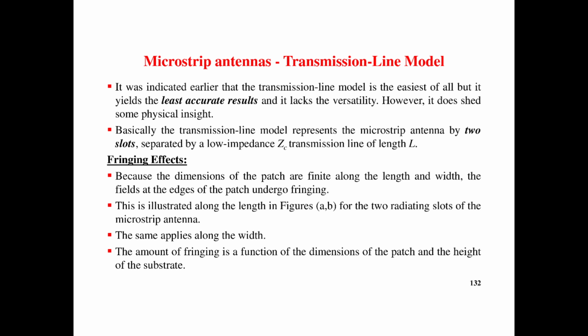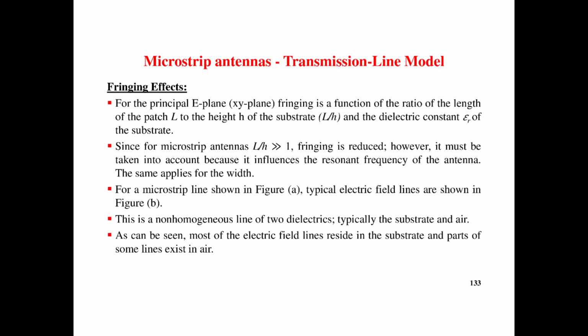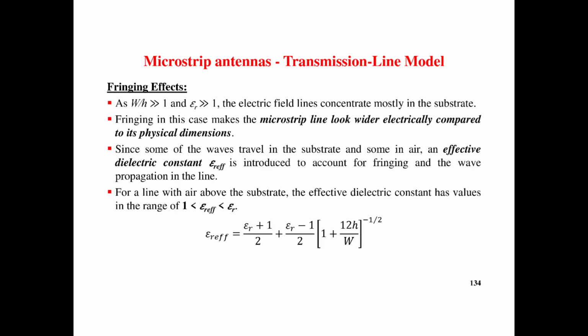Basically, the transmission line model represents the microstrip antenna by two slots separated by a low impedance transmission line of length L. Because the dimensions of the patch are finite along the length and width, the fields at the edges of the patch undergo fringing. This is illustrated in the figure. The amount of fringing is a function of the dimensions of the patch and the height of the substrate. Since fringing is reduced, it is taken into account because of the resonant frequency of the antenna. The fringing effect is less than 1.